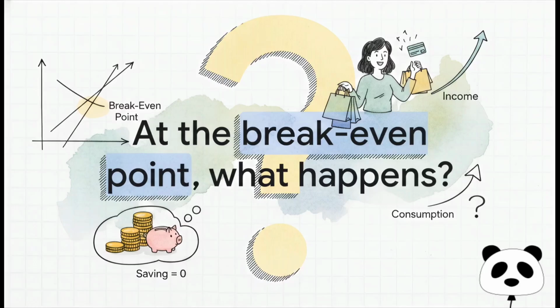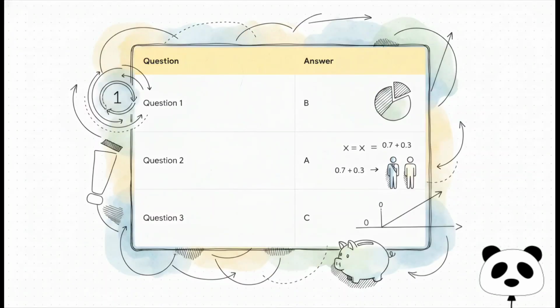And finally, question 3. What is the defining condition of the break-even point? Is it when A, saving is at its maximum, B, consumption is at its maximum, C, saving equals 0, or D, income equals 0? All right, let's see how well you scored.